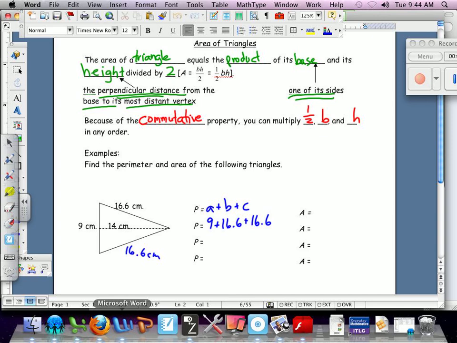For whatever reason, this first time I did 9 plus 32.2. But someone else might have done 25.6 plus 16.6. It doesn't matter as long as you remember to get all 3 sides. And, ooh, I messed it up. 33.2. I doubled the 16, but I forgot that the 16 doubled would need to carry.